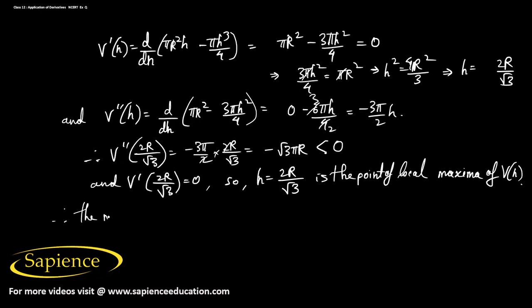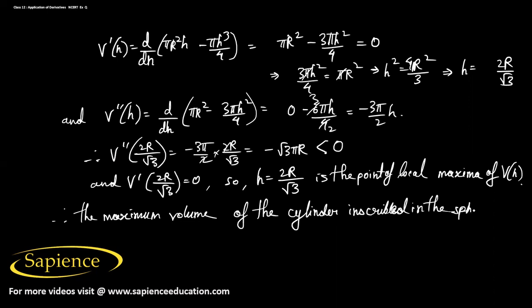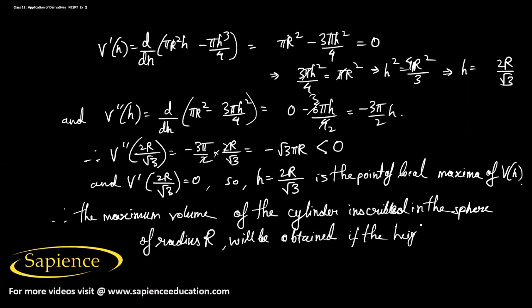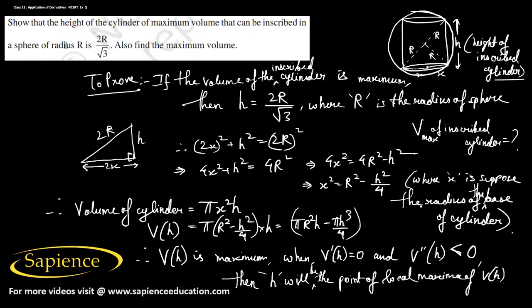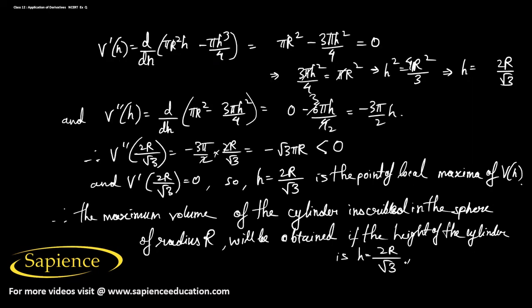So therefore the maximum volume of the cylinder inscribed in the sphere of radius r will be obtained if the height of the cylinder is h equal to 2r by root 3. And then we have to find the maximum volume also.